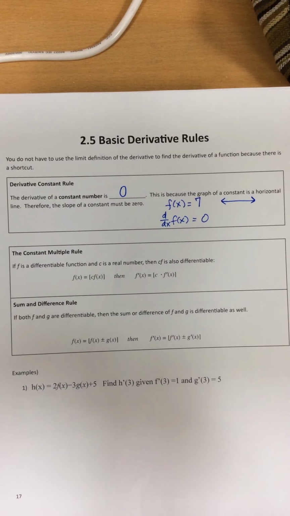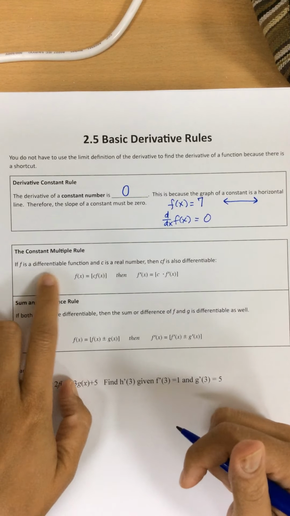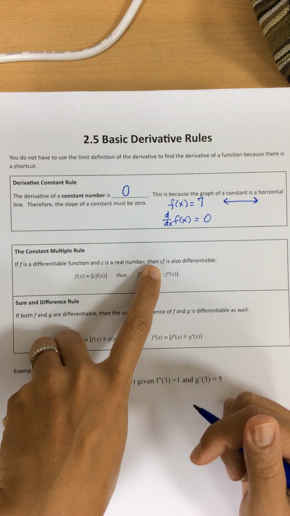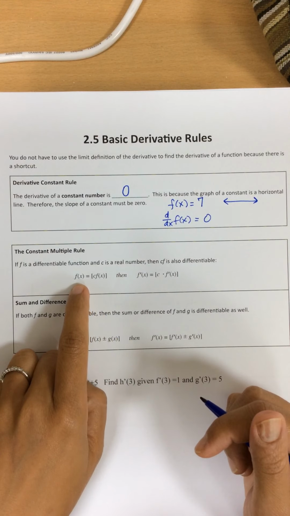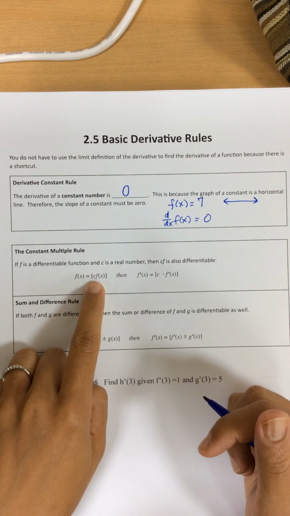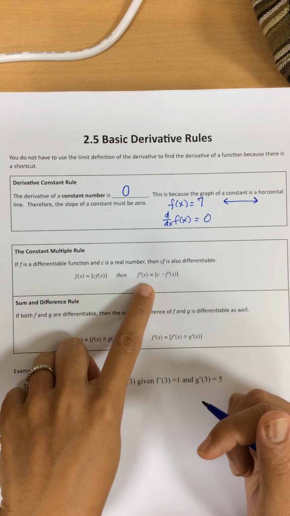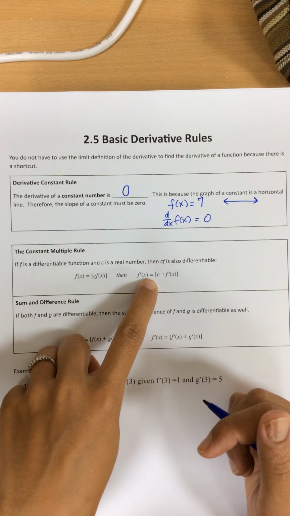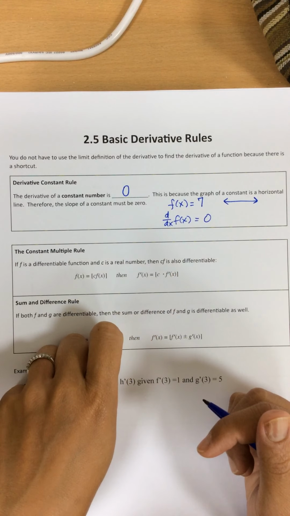Okay. Second rule, the constant multiple rule. So if f is a differentiable function and c is a real number, then the constant times the function is also differentiable. So what this means is, say you had a function that was c, some constant, times f of x. Then if you had to find the derivative, you could take the constant out, and it would just be times the derivative of f.